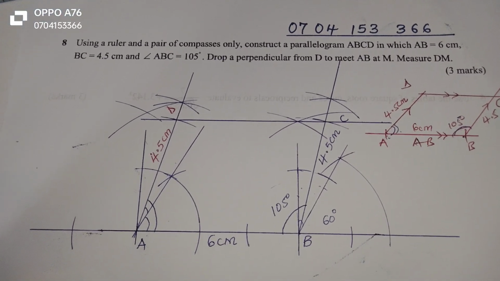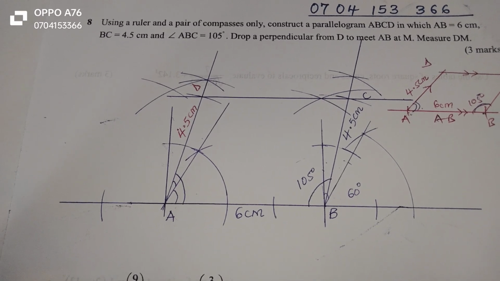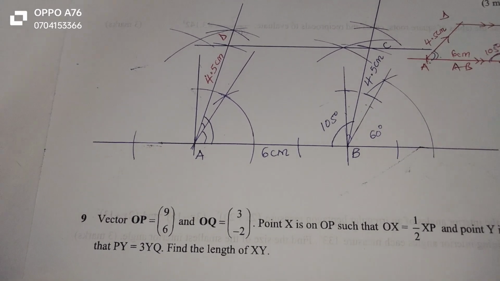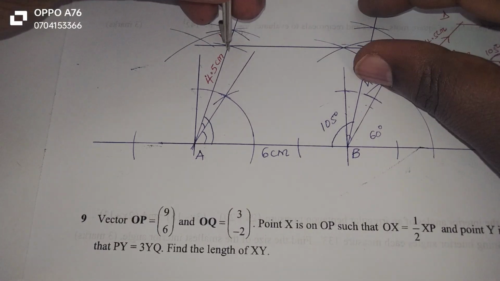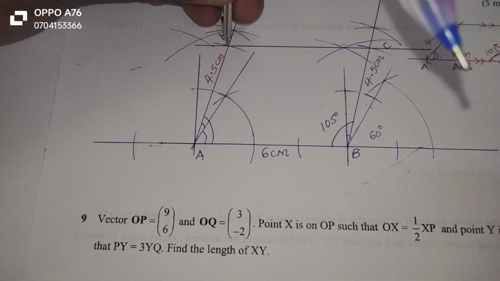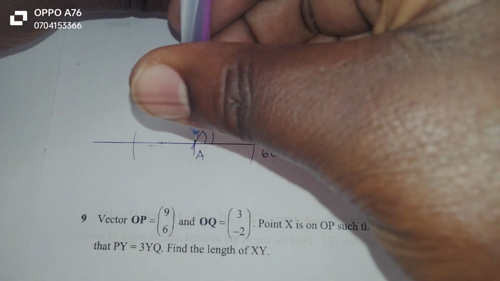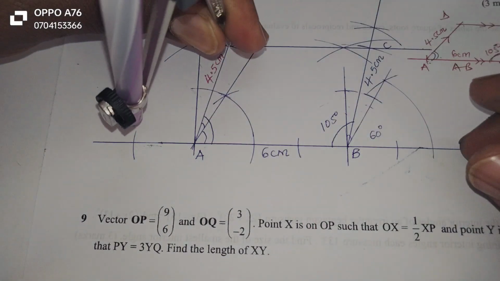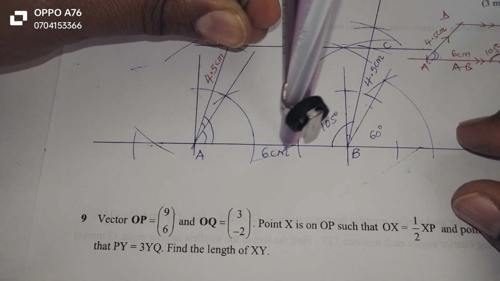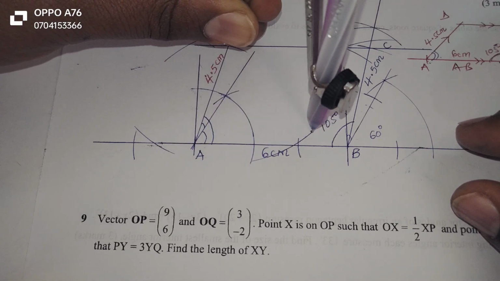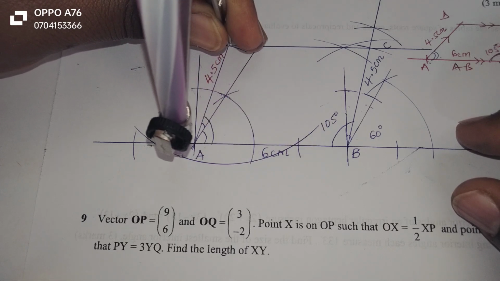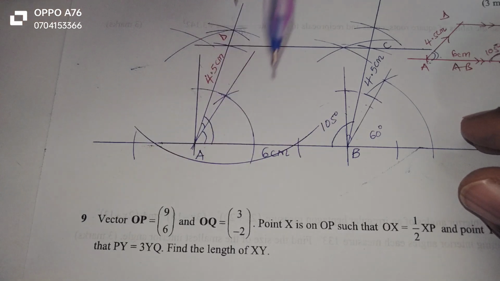Now we can continue with the question which says drop a perpendicular from D to meet AB at M. So, dropping a perpendicular line from a given point to a given straight line. At point D, for me to drop a perpendicular line to AB, I just need to make an arc so that the line is cut twice at two different points.